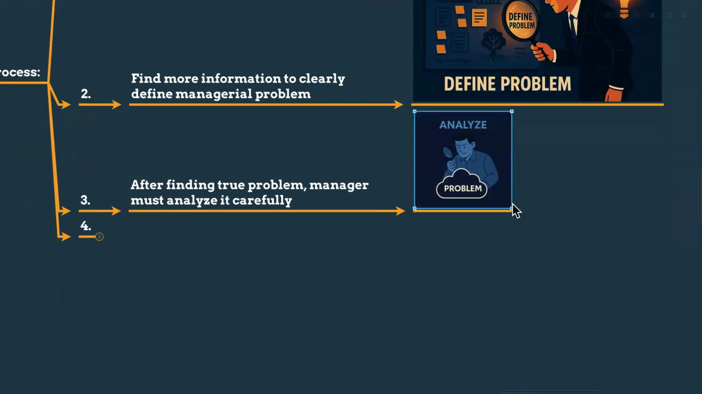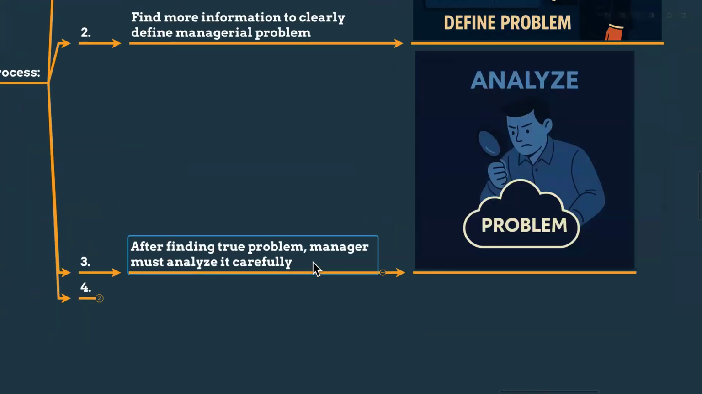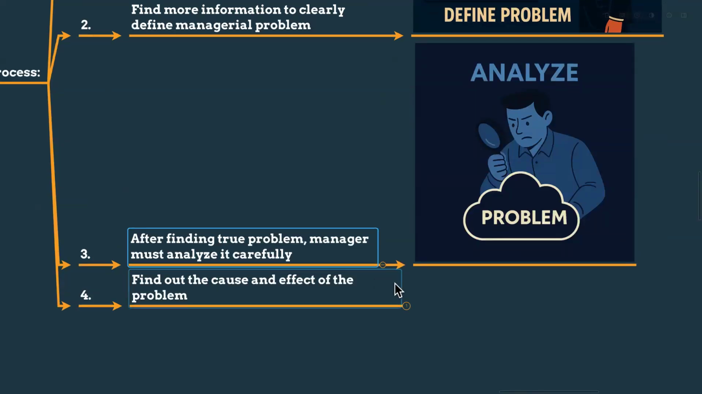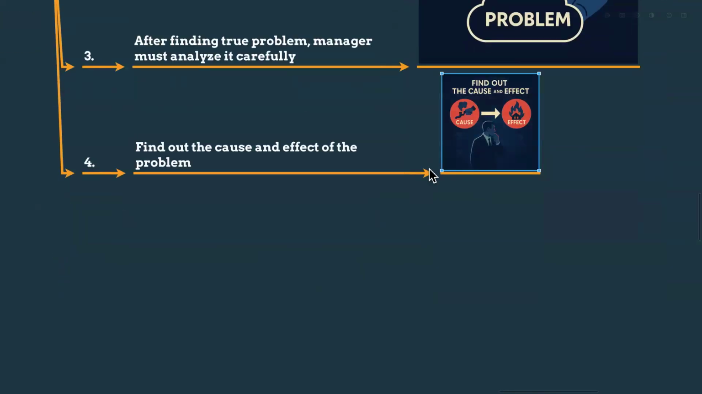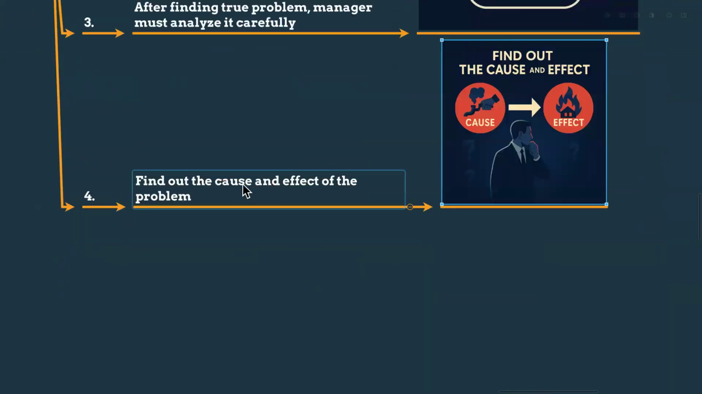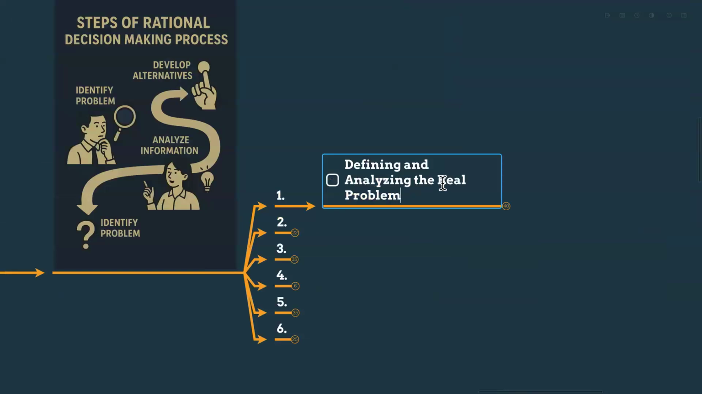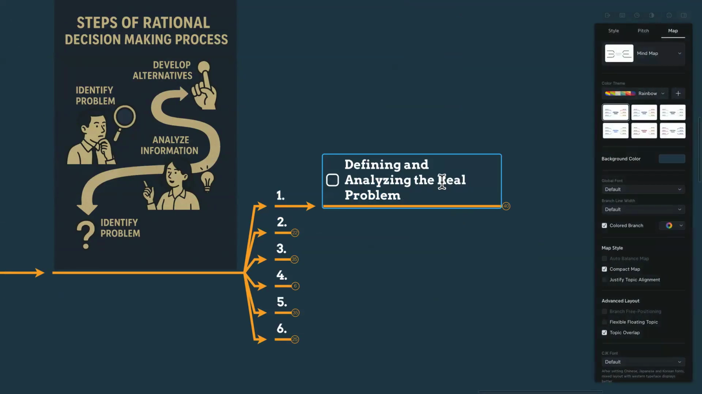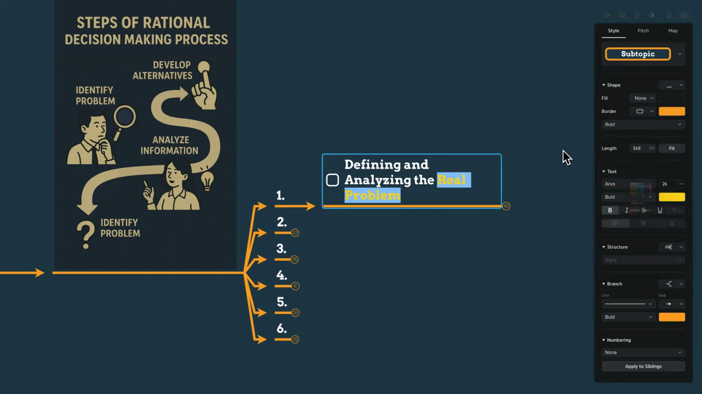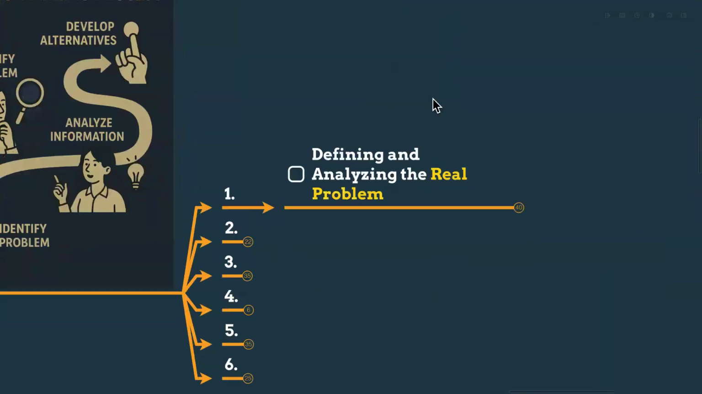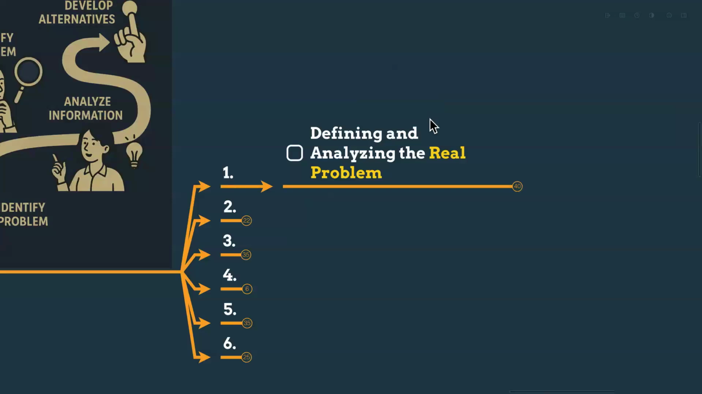And after finding the true problem, because you know the symptoms and you followed them and found the real problem, the manager must analyze it carefully and find out the cause and effect of the problem. So the first thing is you have to analyze the real problem. Sometimes you think the symptoms are the problem, but that's not the real problem. So these are the steps of the rational decision making process. If you are doing systematic decision making, first you have to think, okay, what am I analyzing, is it a problem or only a symptom? So you have to analyze the real problem.